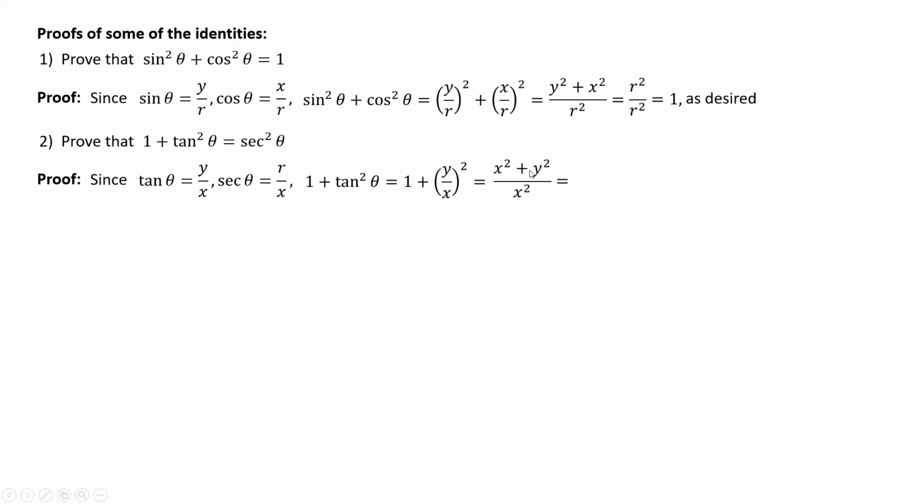But wait, x square plus y square can be replaced with what? Yep, you're right, r square. So we got r square over x square. Isn't r square over x square the same as r over x, the quantity square? But what is r over x? Secant theta. So I can confidently say r square over x square must be secant square theta. Is that what was desired? That 1 plus tangent square theta should be shown to be secant square theta? Yes. Right? That's the idea. So that's how you can prove these identities.